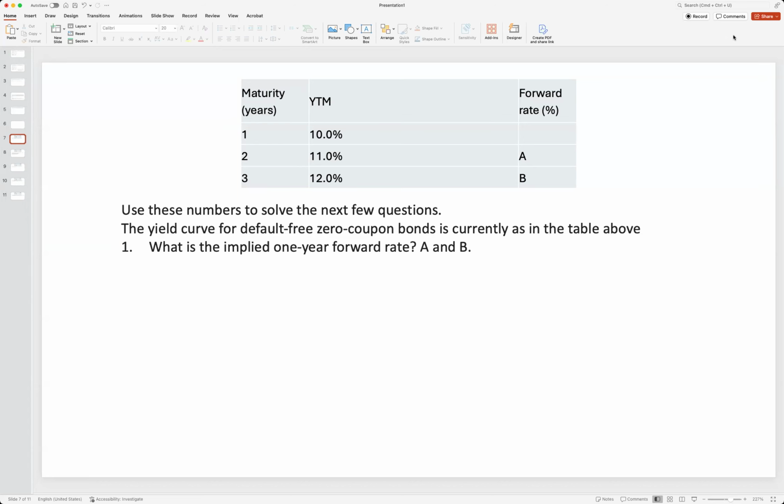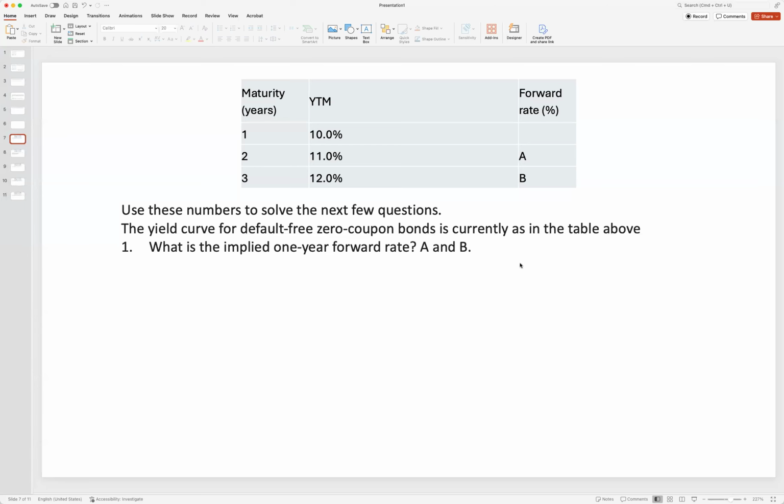In this question, we're going to solve the bond's yield curve. So we have a table with the current yield curve, and the question says, use these numbers to solve the next few questions. The yield curve for the default-free zero-coupon bond is currently as in the table above. First question, what's the implied one-year forward rate? So that's A and B.